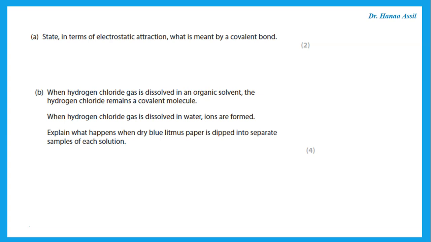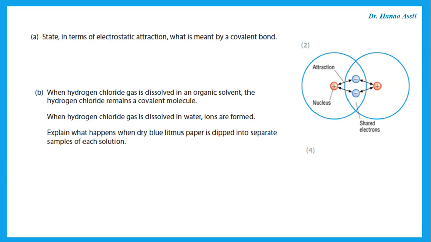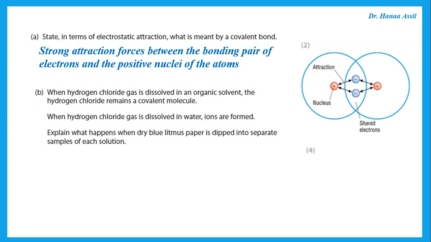State in terms of electrostatic attraction what is meant by a covalent bond. Again, what do we mean by a covalent bond? It is strong attraction forces between the bonding pair of electrons, or the shared pair of electrons, and the positive nuclei of the atoms, the plural of nucleus, the positive nuclei of both atoms involved in the sharing.